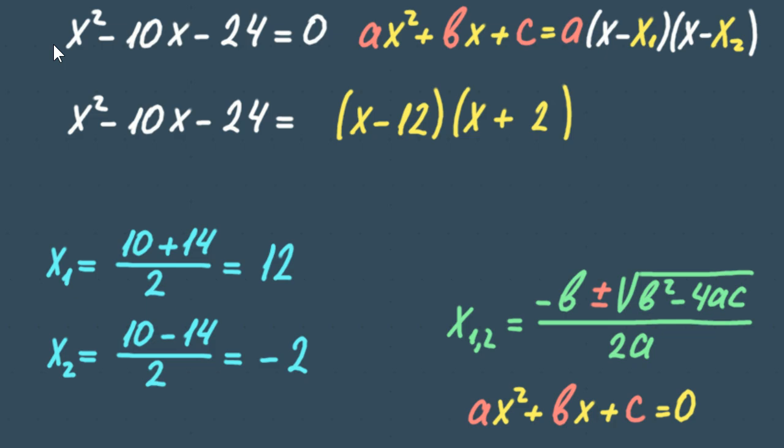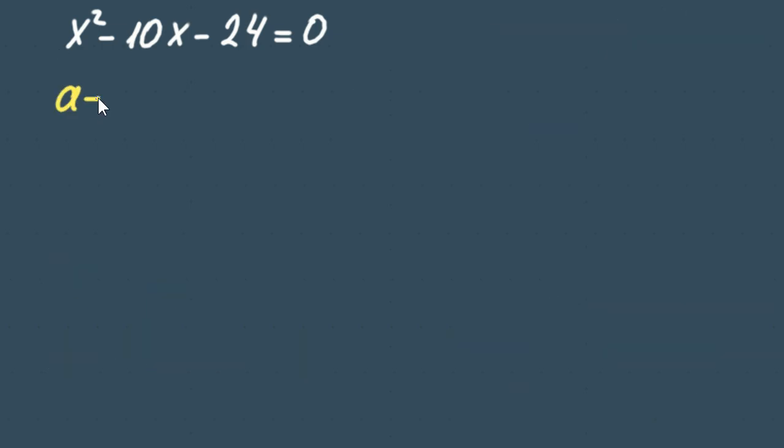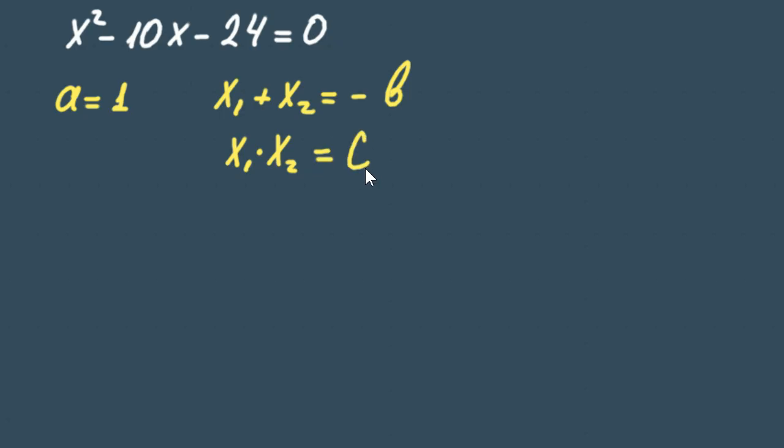If in the equation the coefficient at x in the second power is equal to 1, then the solution of the quadratic equation is satisfied by the following equalities. These equalities are called the Vieta's theorem. Let's check them on our equation.